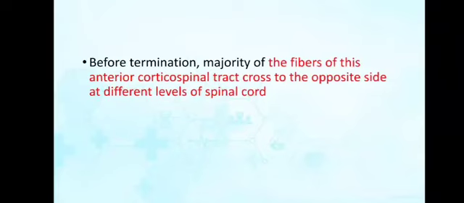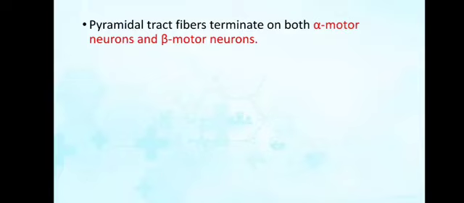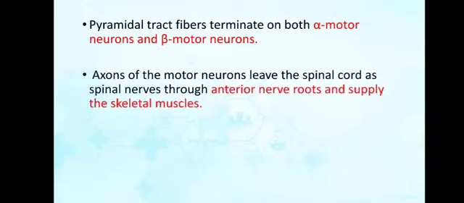Now let's come to the termination. Before termination, the majority of fibers of this anterior corticospinal tract cross to the opposite side at different levels of the spinal cord. The pyramidal tract fibers terminate on both alpha motor neurons and beta motor neurons. The axons of the motor neurons leave the spinal cord as spinal nerves through the anterior nerve root and supply the skeletal muscles.